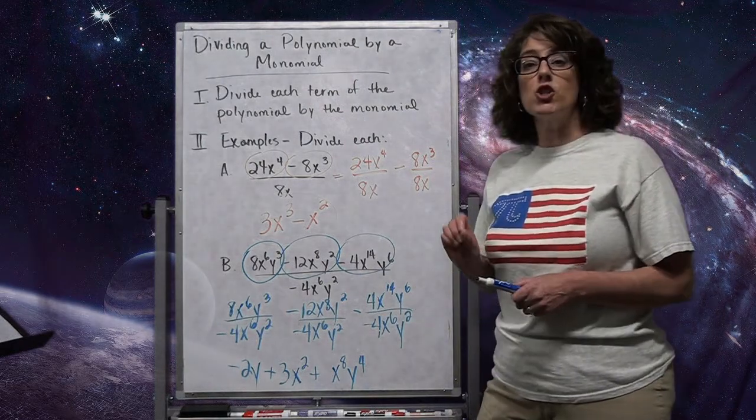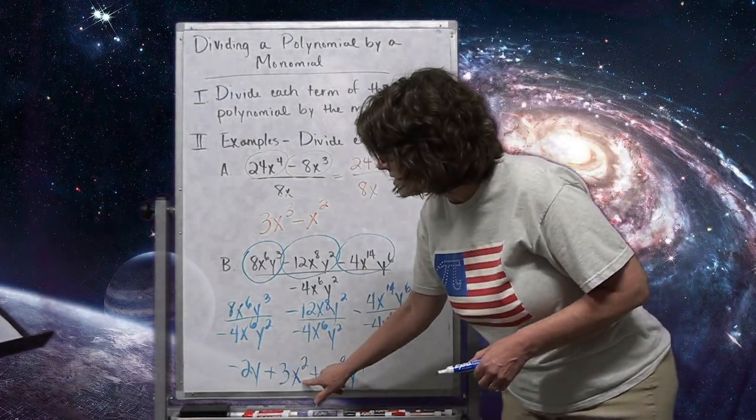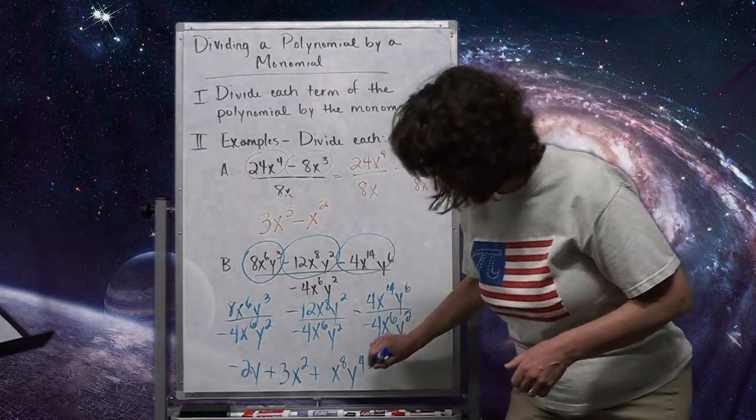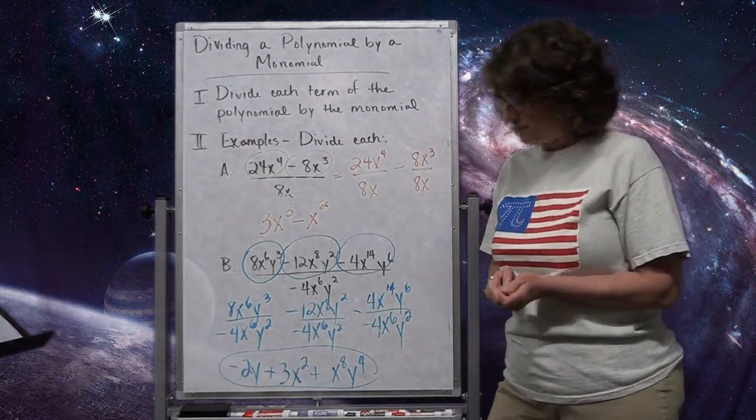And so now I just look and say, do I have any like terms at all? Well, this doesn't have any x's. This doesn't have any y's. This has both x's and y's. None of them are to the same power. So none of these are like terms, and this is as good as that one gets.